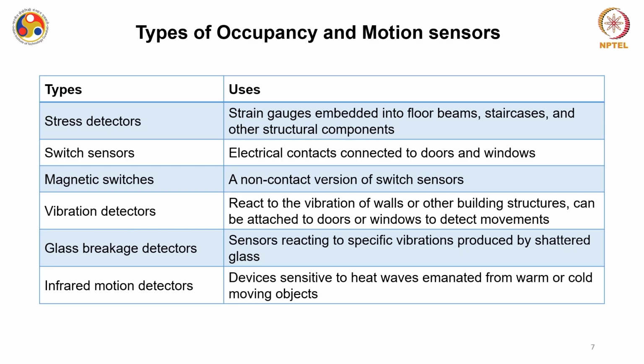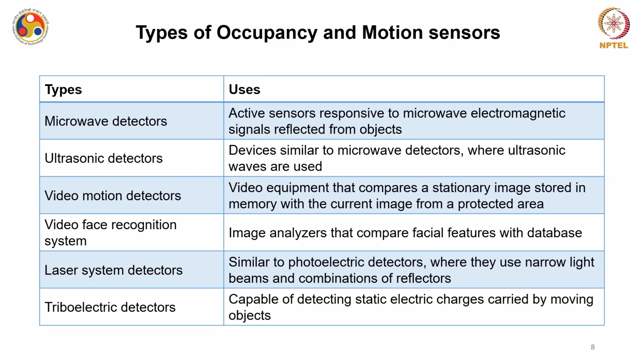Okay, and it can tell whether this glass has been broken or not. Then you have infrared motion detectors. These devices are sensitive to heat waves emanated from warm or cold moving objects inside the specific area which I am monitoring. Then you have microwave detectors, which are active sensors, and they are responsive to microwave signals which are reflected from the object.